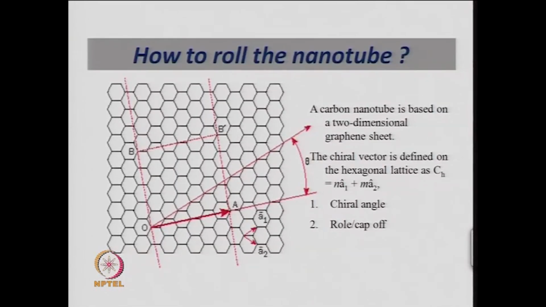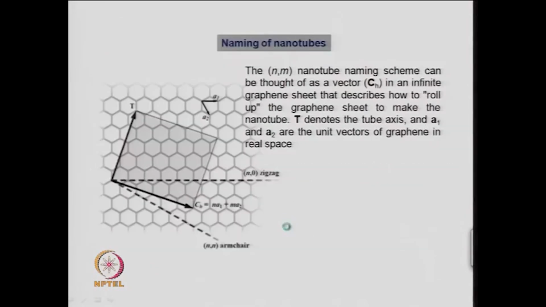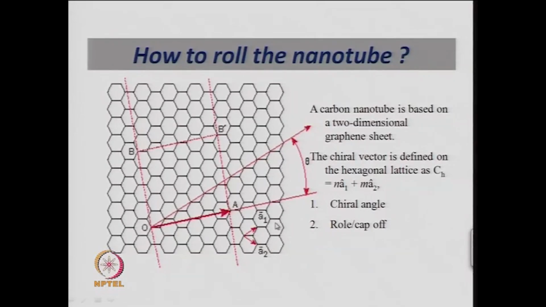Now, how to roll the nanotube, as we were discussing? If you have one layer of graphite, which is called graphene, so this is a graphene sheet. You have all 6 membered carbons forming the sheet, and how do you roll this sheet? Because if you roll this sheet in one way, you get one kind of nanotube. If you roll it in another way, you get another type of nanotube. So, there are certain definitions.